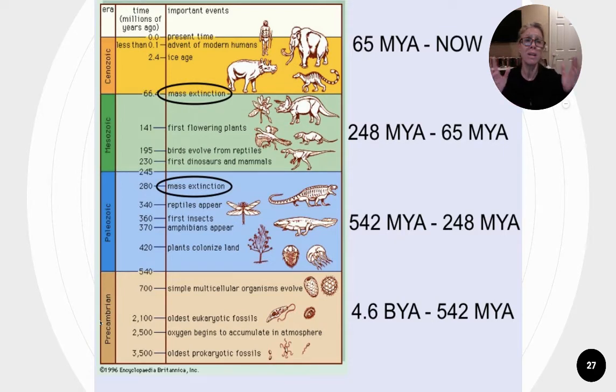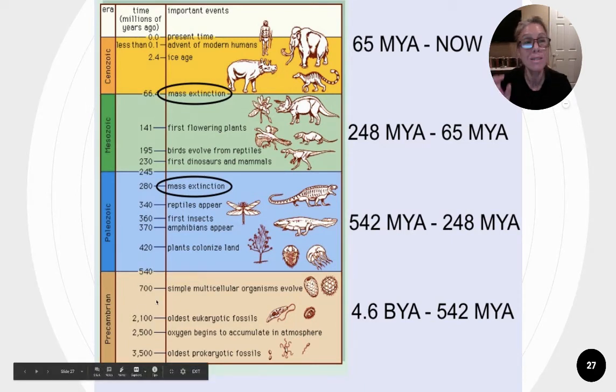Now, Precambrian time is huge. It is from the beginning of the Earth till about 542 million years ago, okay? So we're going from billions to millions. So this is a very long period of time.